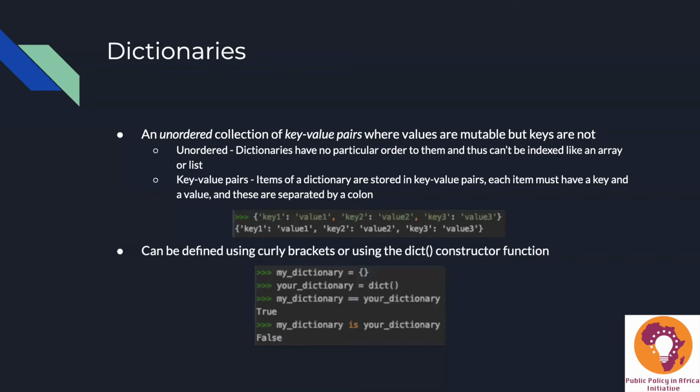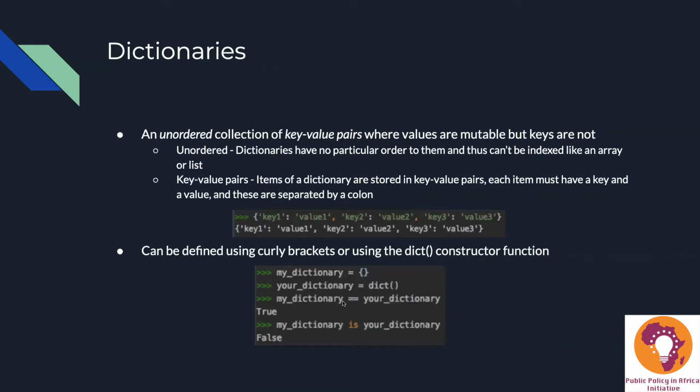Instead, if you need that behavior, you would have to use the ordered dictionary data structure. So dictionaries can be defined using curly brackets or using the dict constructor function. I can set my dictionary as just an empty set of curly brackets, or I can set your dictionary equal to the dict constructor function. So I have dict and then the parentheses after to show that it's a function, and I want to invoke that function and actually return a dictionary.